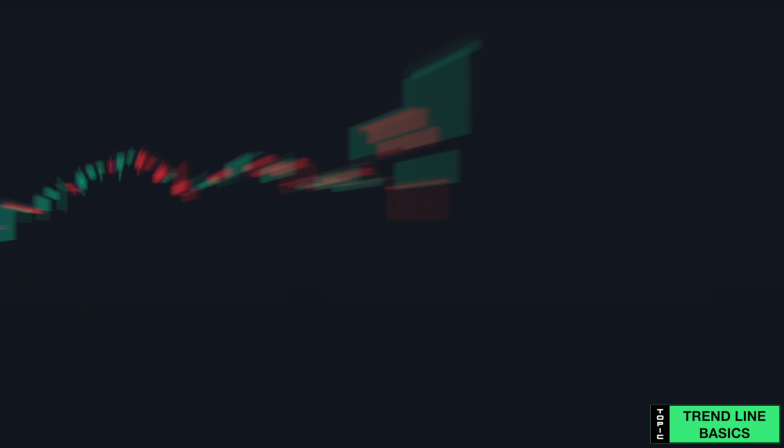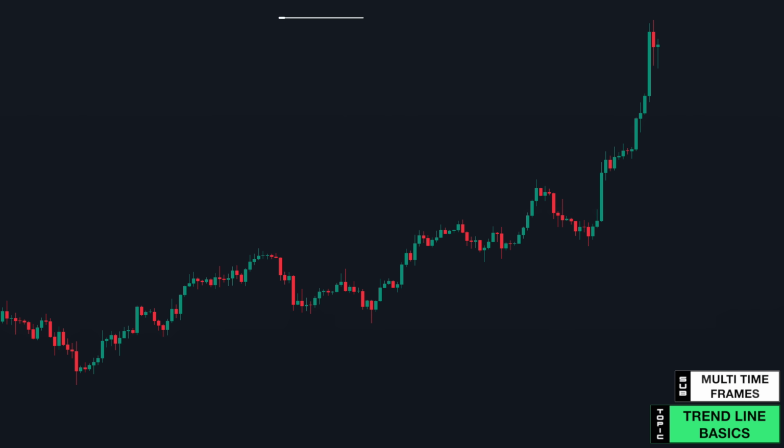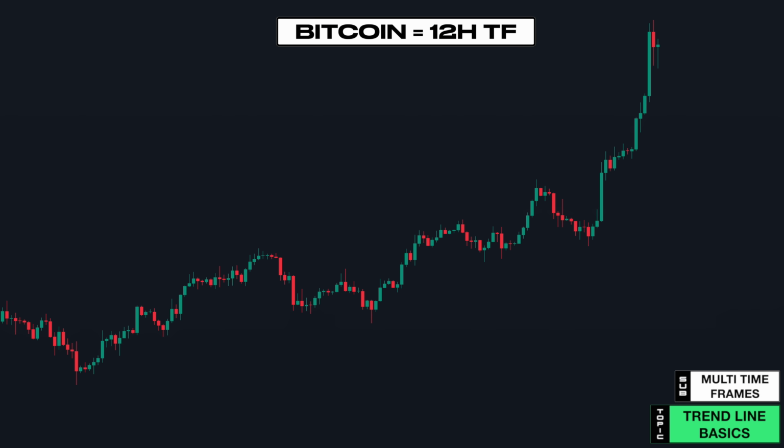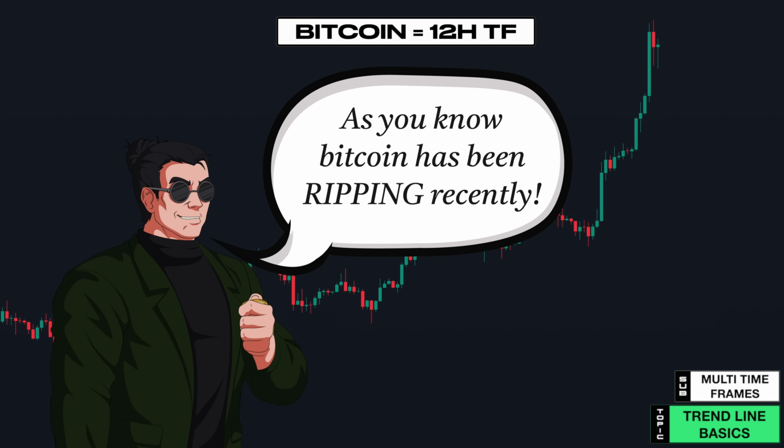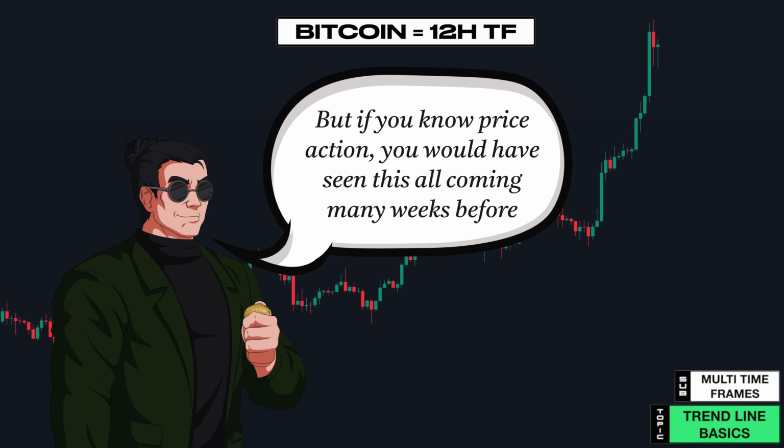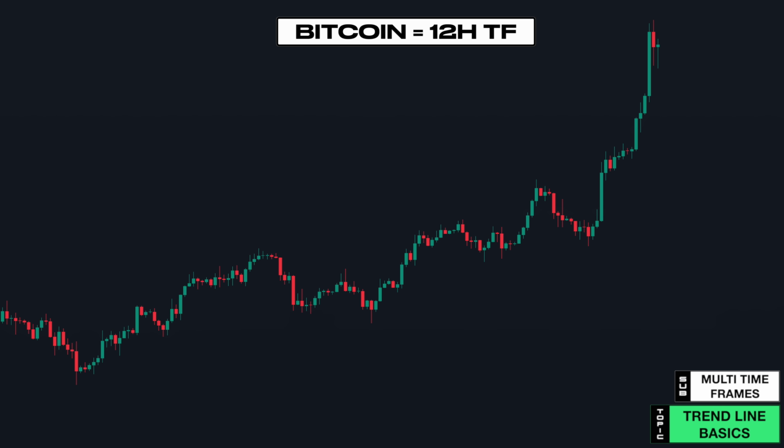This is the Bitcoin entry we took, and we're on the 12-hour time frame. As you know, Bitcoin has been ripping recently, but if you know price action, you would have seen this coming many weeks before. Price is in a moving uptrend, so you want to trade with the trend.